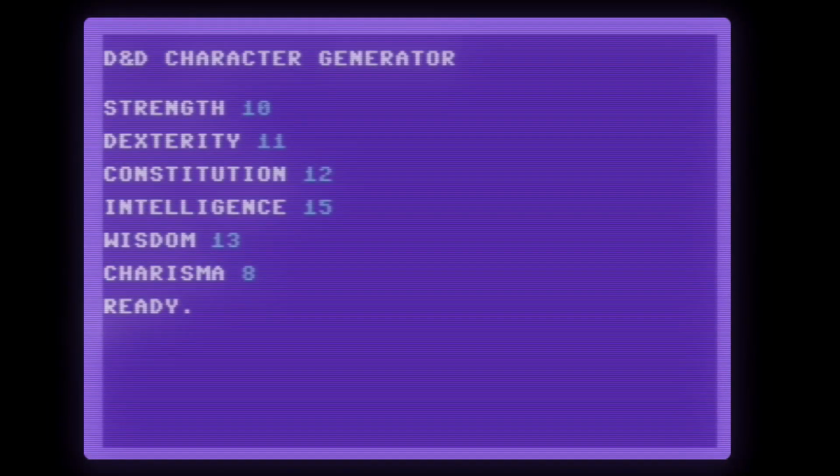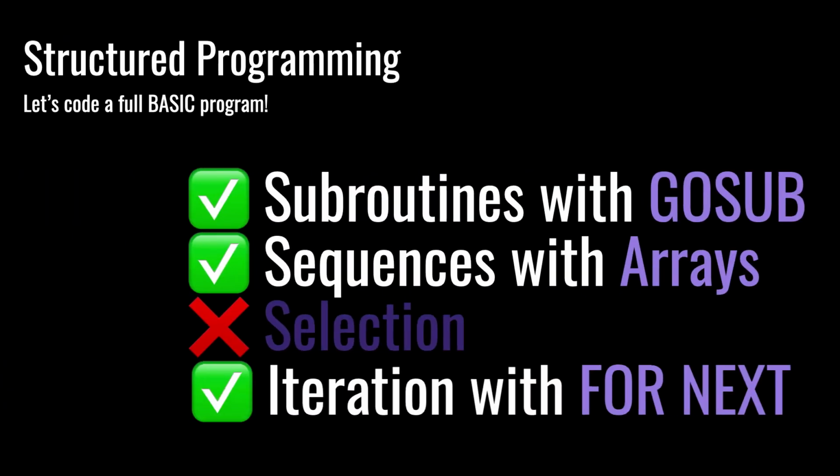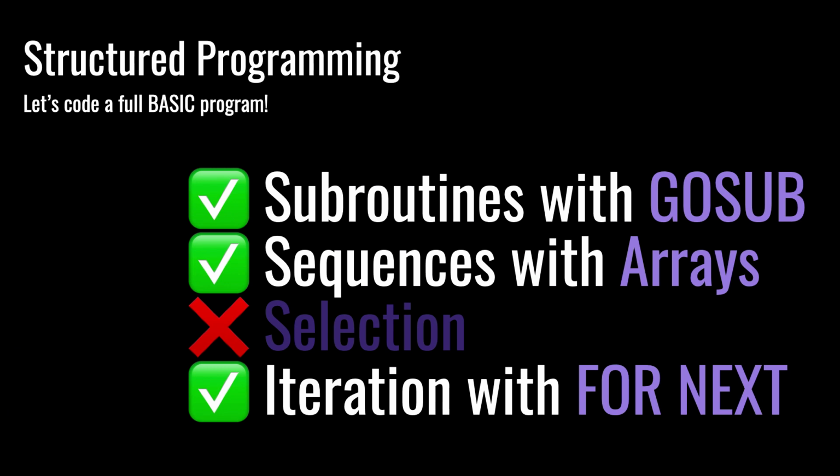And to do this, we're going to use 3 of the 4 attributes of a structured program. We're going to use subroutines with GOSUB, sequences using things called arrays or lists, and we're going to iterate using for next. What we're not going to do this time round is any logic. That'll come up next time.